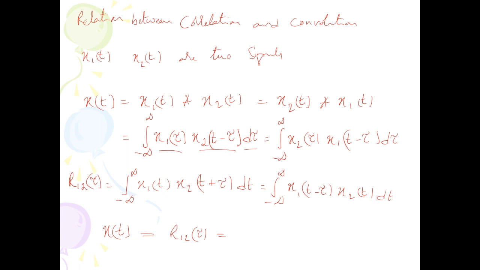Similarly, x1 of t, we are differentiating with respect to t. By comparing these two terms, here this is minus t and here it is plus t. If we take x1 of t convolved with x2 of minus t, then we will get the corresponding equation for the correlation.